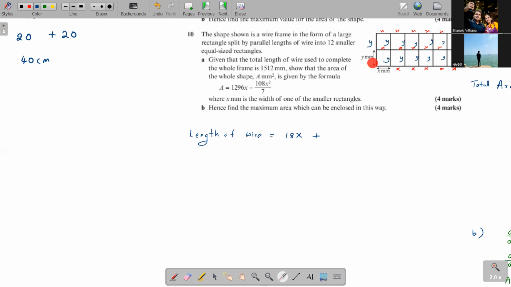So we have here 1, 2, 3, 4, 5, 6, 7. 7 lengths, 7 times 2, right? In each one you have 2 y's. 7 times 2, we have 14 y's. Is that okay? So this is the total length of the wire in terms of x and y.